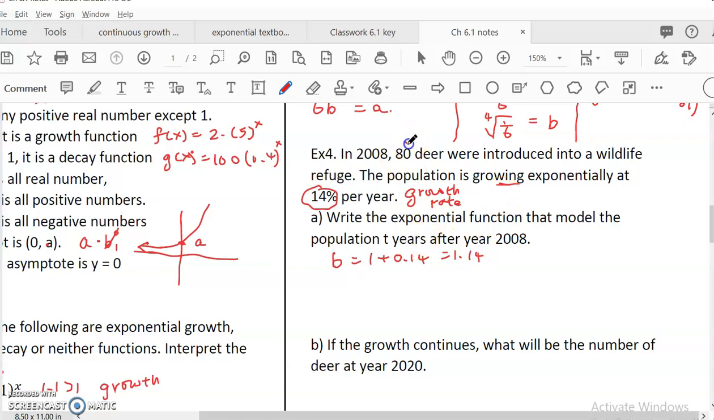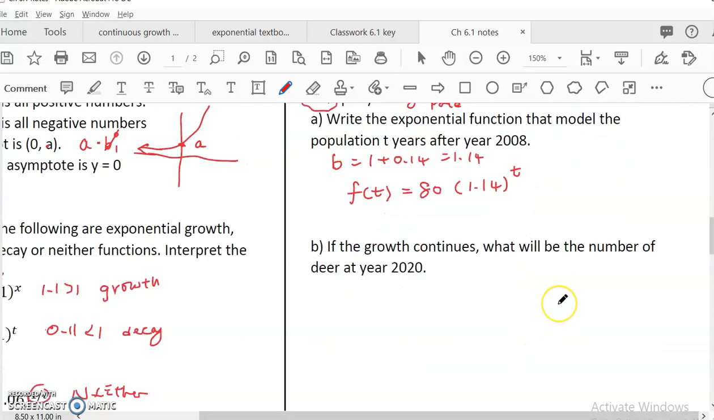Do I know the initial? This is initial a, right? Oh, I can write my function. f of t is equal to a, 80, b, 1.14 to the power t. t is t years after 2008. So remember, a has to be the 2008 where you start. And once I have the function, I can use it to do prediction.